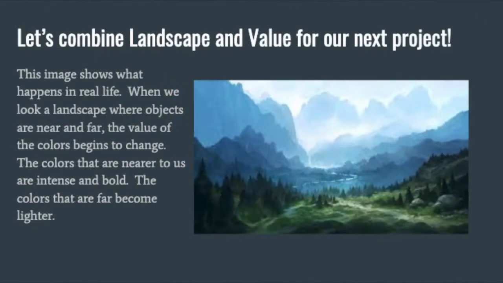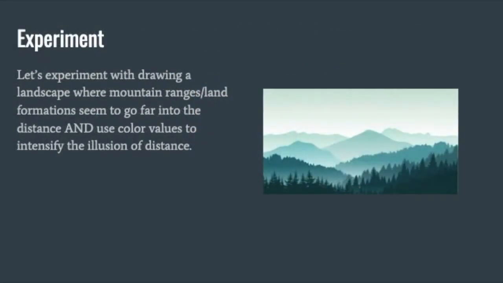Now let's combine landscape and value for our next project. This image shows what happens in real life. When we look at a landscape where objects are near and far, the value of the colors begin to change. The colors that are nearer to us are intense and bold. The colors that are far become lighter. So let's experiment with drawing a landscape where the mountain ranges or land formations seem to go far into the distance. And we'll use color values to intensify that illusion, just like this picture.